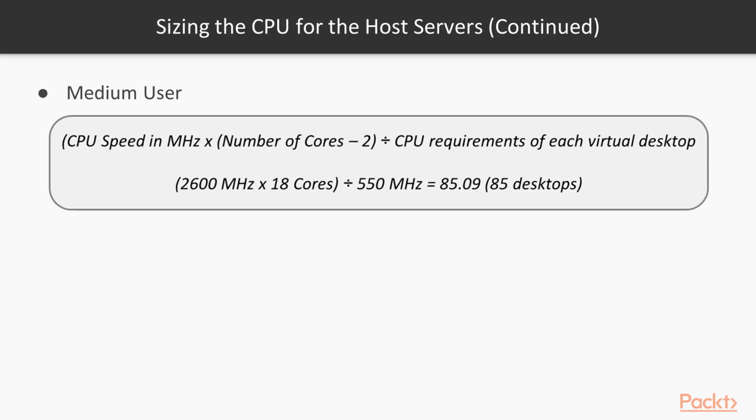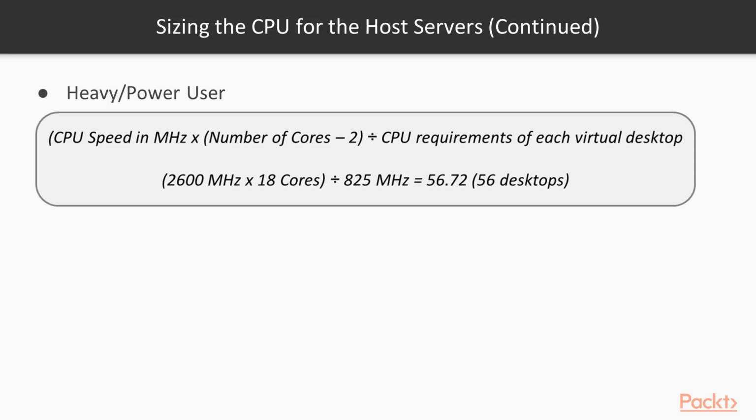Again, we can work out the CPU requirements with the quick calculation. So in this example, using the standard server described, you can host around 85 desktops per server. This breaks down to around 5 users per core.